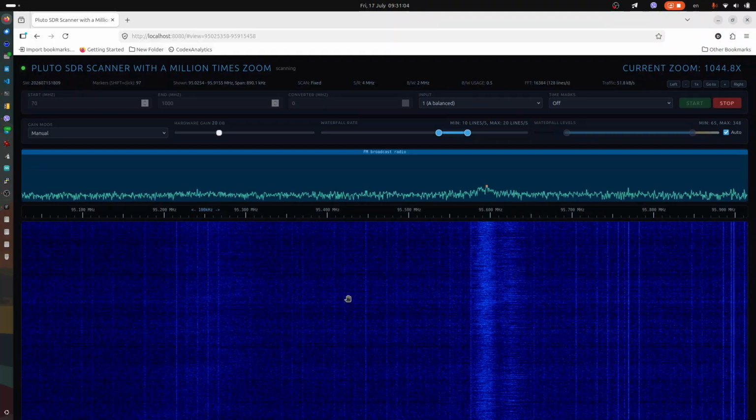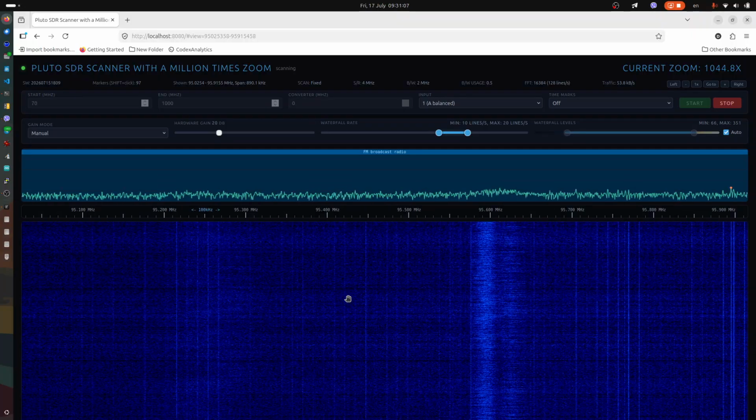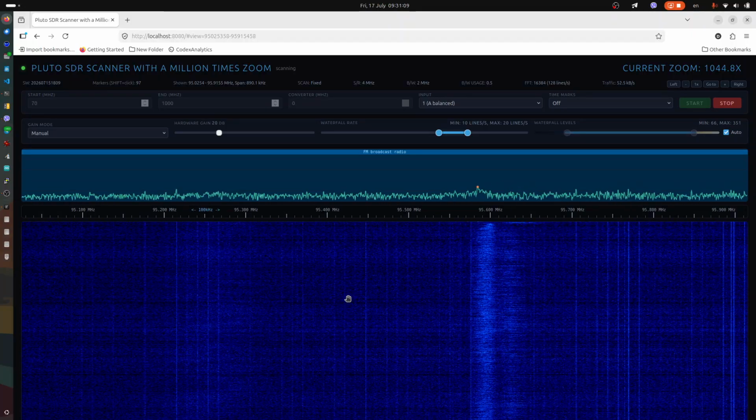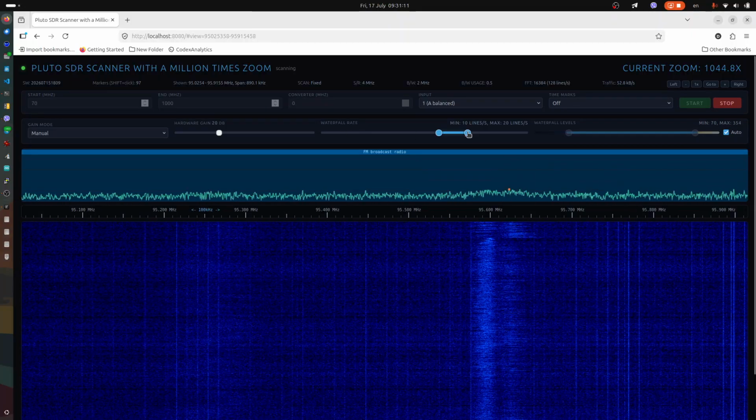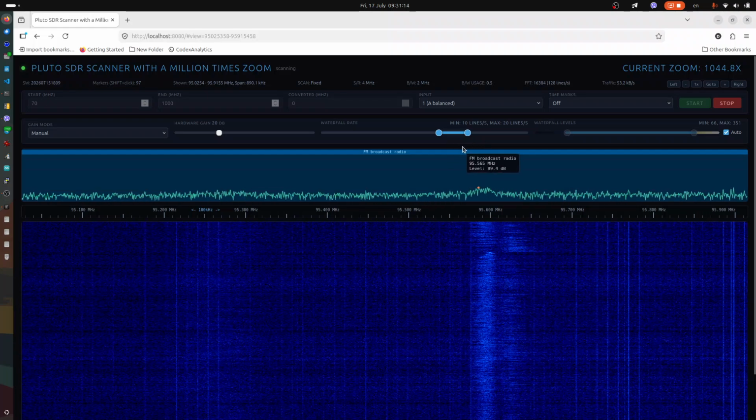So this was another important principle of the new SDR tools. The user sets the waterfall rate and the backend adapts to it.